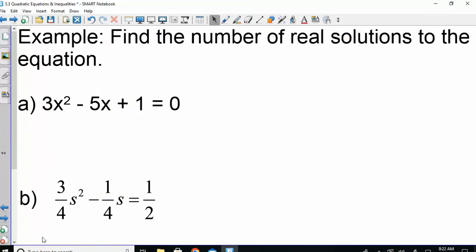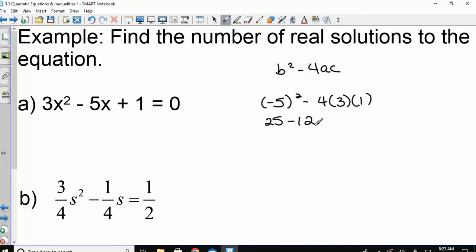Nope. Okay. So I just want to find the number of solutions to this equation without actually solving it. So what I'm asking you to do is find the discriminant. So we set it up like the quadratic, so it has to be equal to 0. But then all I need is b squared minus 4ac. So my b is negative 5 squared minus 4 times 3 times 1. So we get 25 minus 12, which is 13.